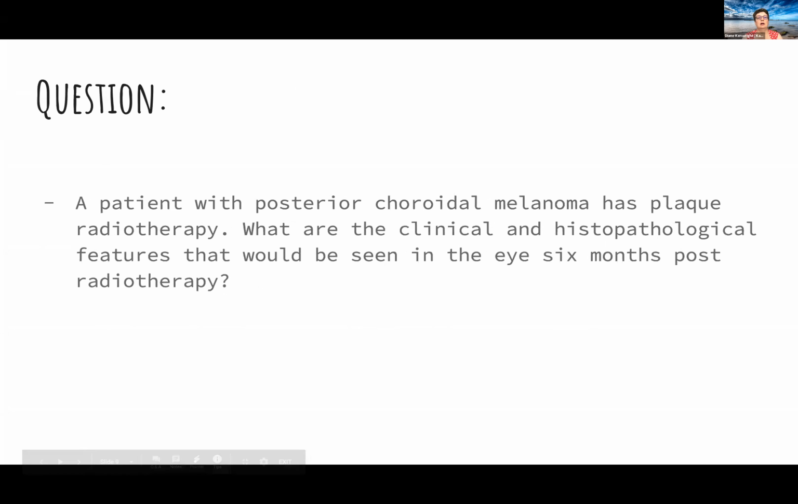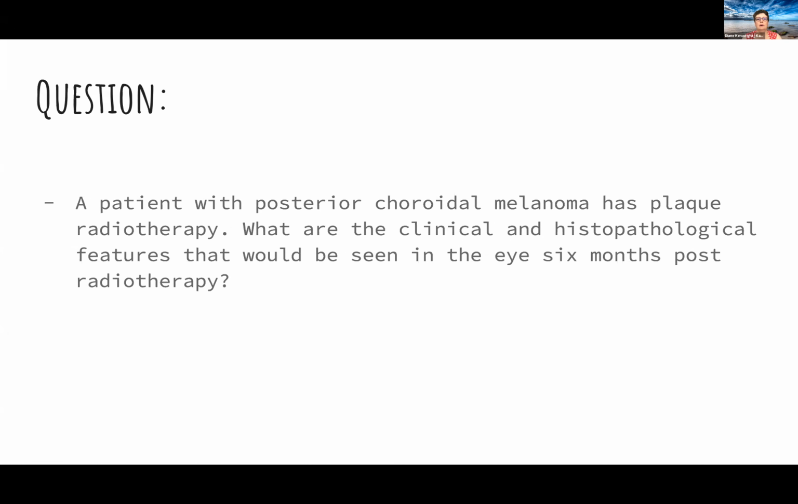Okay, so posterior choroidal melanoma: what are the clinical and histopathologic features that will be seen in the eye 6 months post radiotherapy? So the timeline is well defined, 6 months post. And they want you to go through what you would see in clinic and the associated histopathologic features, which is a relatively straightforward question. And so the framework we're going to use is general through to specific. You are asking what's normal and what's a complication.